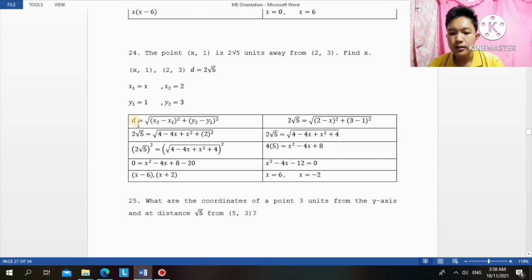Our formula is the distance formula, which is d is equal to the square root of (x sub 2 minus x sub 1) squared plus (y sub 2 minus y sub 1) squared. So, substitute the values. Our d is 2 square root of 5. Then, our x sub 2 is 2 and our x sub 1 is x. Our equation will be 2 square root of 5 is equal to the square root of (2 minus x) raised to 2 plus (3 minus 5) raised to 2.